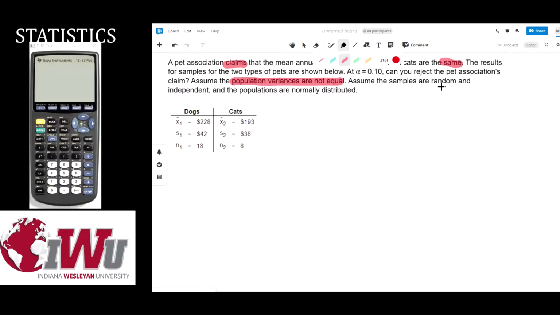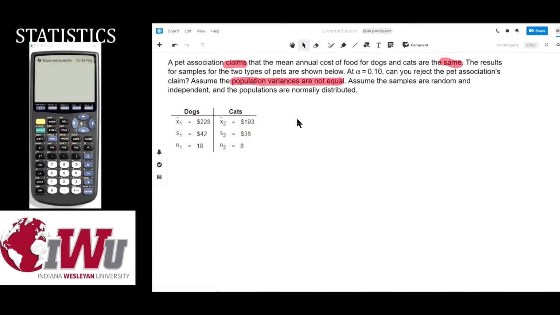Assume the samples are random. Okay, good. And independent. Good. And that they are normally distributed. All right, so that we can proceed with the t-test here because of the assumptions that we're going to make here. All right, so let's go to it.